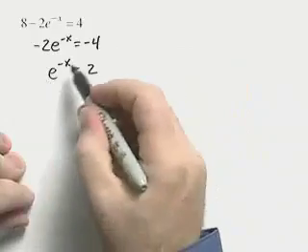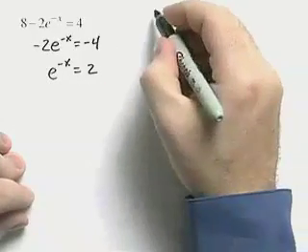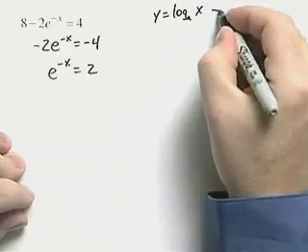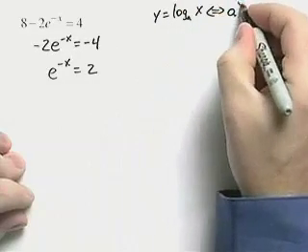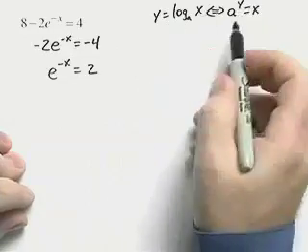Now we have this exponential form. We're going to convert this into a logarithmic form using our relationship that y equals log base a of x, that's equivalent to a to the y equals x. So we can go from an exponential form to a log form or back and forth.